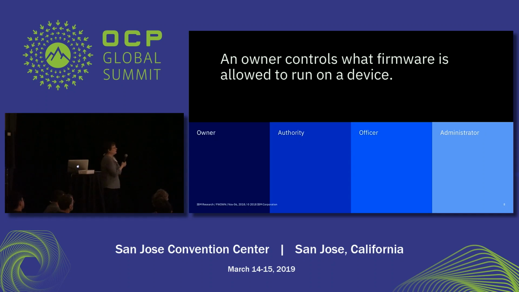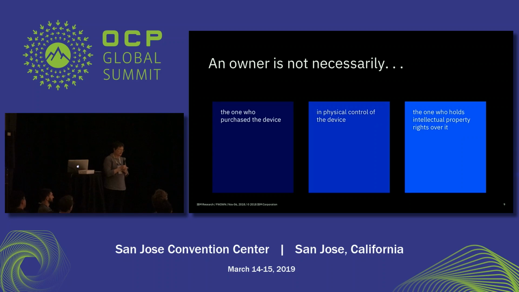All right, so what's an owner? An owner is someone or an organization that controls what firmware is allowed to run on a device. The owner is known by multiple terms in the industry. It's called an authority, an owner, an officer, an administrator. You hear all of those terms when people are talking about owners. And to complicate things, the owner is not necessarily the person who bought the device, and it's not necessarily the entity that is in control of the device physically, nor is the owner the one who holds the intellectual property that's running in the device. It can be, but it's not necessarily.